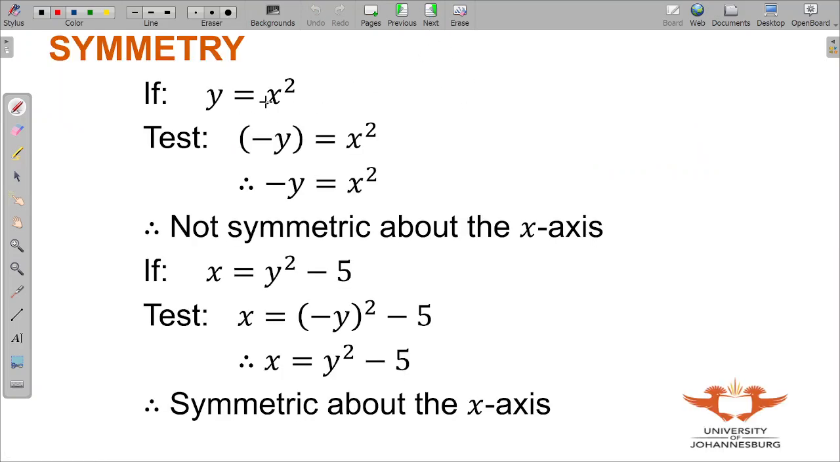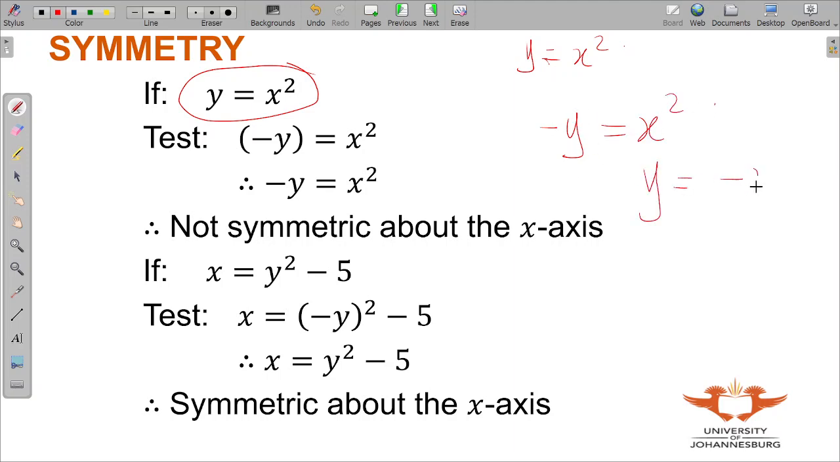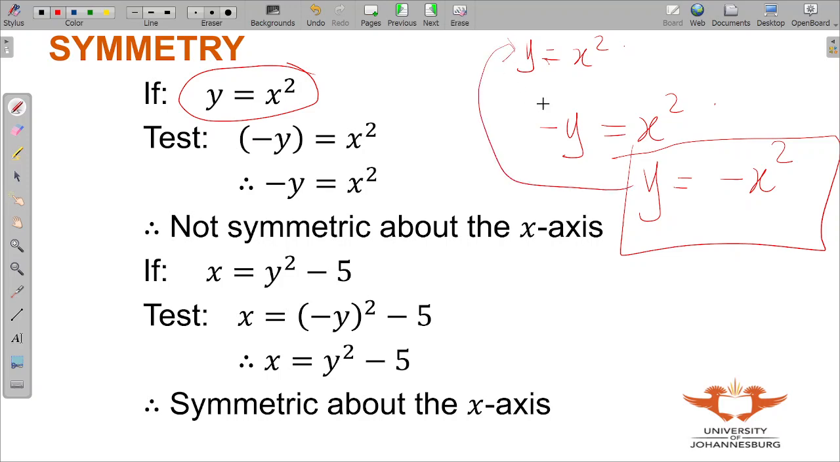Of course, for the one we had before, if we want to determine if it is symmetric about the x-axis, change y to negative. Then we have negative y equals x squared, now solve for y again. This will now become negative. So you can see that this is not symmetric about the x-axis, because it's not giving us the same equation as we have here. But let's test this one.